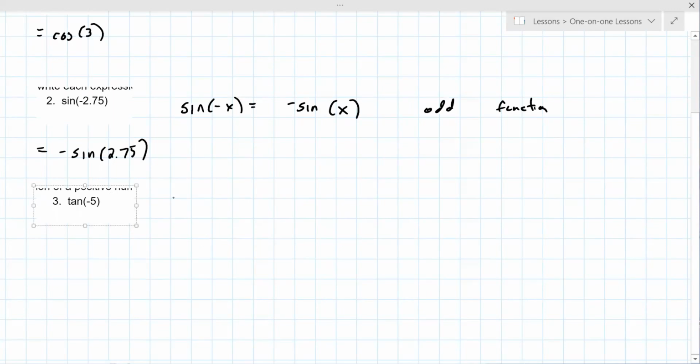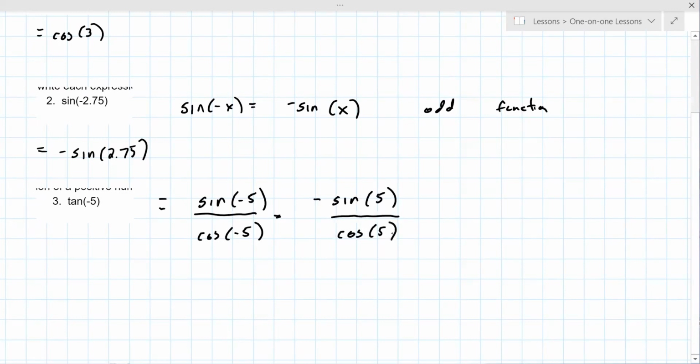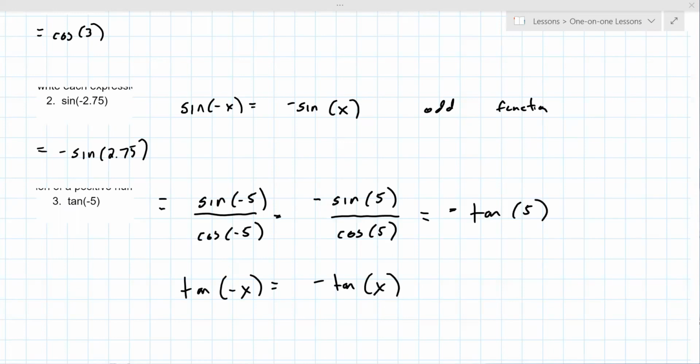Tangent of minus 5. So this one we rewrite. It's sine of minus 5 over cosine of minus 5. And from the previous problem, we know that the top one is minus sine of 5. And the bottom one just becomes the cosine of 5. So this becomes negative sine over cosine, tangent of 5. So it's not really a property, but you can say tangent of minus x equals minus tangent of x if you want also. But that's what the instructor is expecting to see.